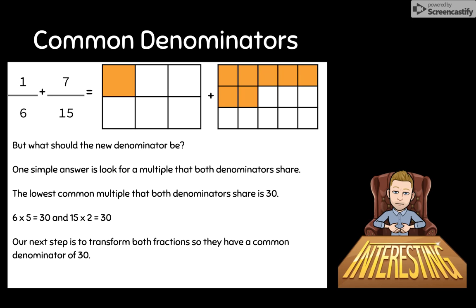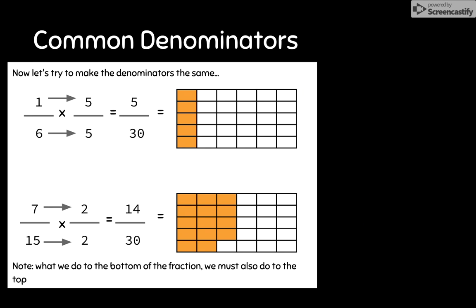Alright, so essentially, I'm multiplying 6 by 5 to get to 30, and I'm multiplying 15 by 2 to get to 30. In doing that, I'm increasing the number of equal parts each fraction has. So by multiplying 6 by 5, I am increasing the number of equal parts fivefold to 30. And by multiplying 15 by 2, I am increasing the number of equal parts by a factor of 2, or I'm doubling the number of equal parts. And it looks like this. I'm making the denominators the same.